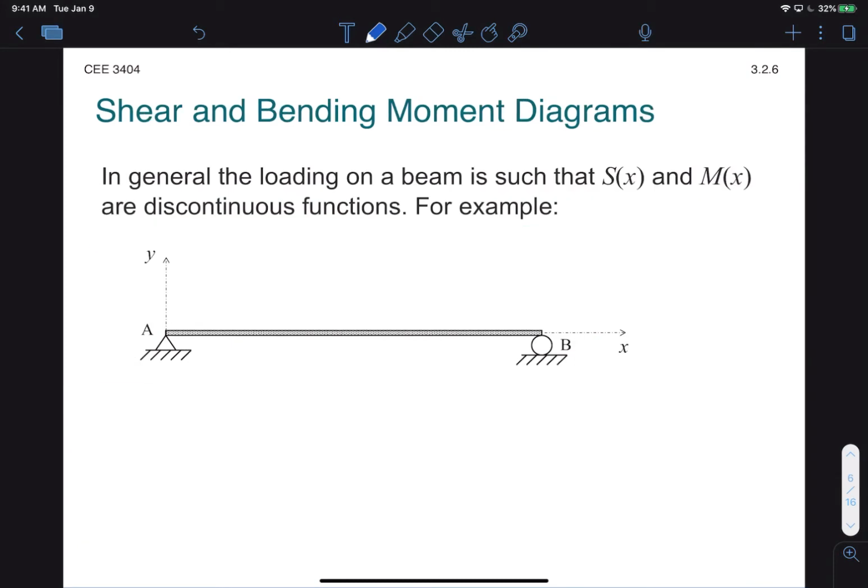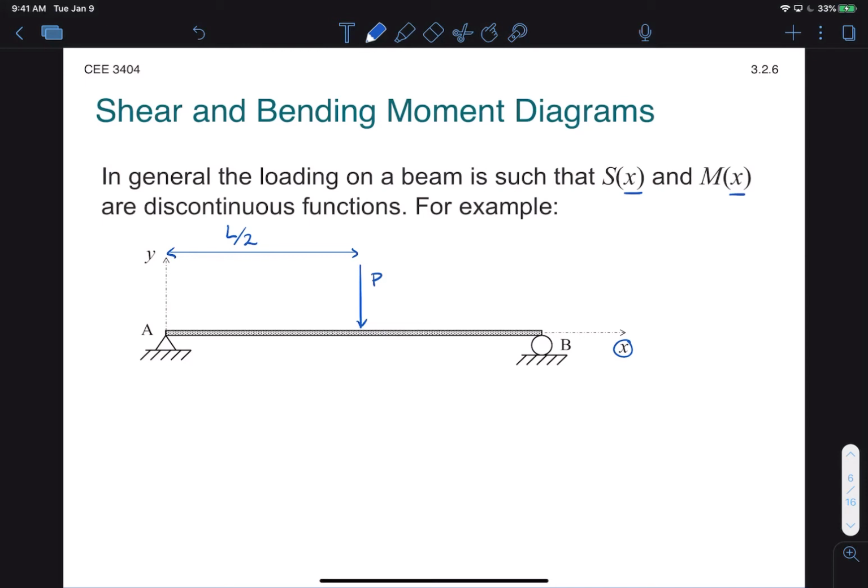Now, generally speaking, we can express the internal shear forces and internal bending moments as functions of the variable x, which describes the horizontal position along the beam. And also in general, these are discontinuous functions. These discontinuities can be generated by a point force or a point moment applied somewhere on the beam. So let's take a look at an example of a point force in the middle of the beam.